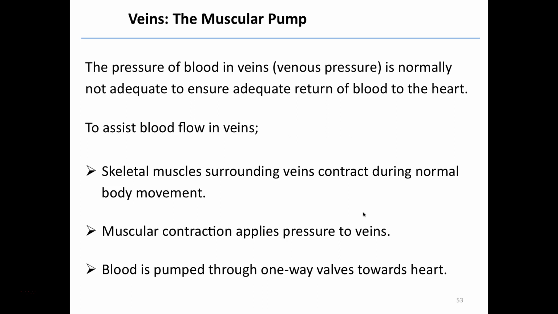So it has these valves, but the valves alone are not enough to keep pushing the blood forward. What it does need is structures around it, and that's where the skeletal muscles surrounding the veins come into play. When they contract during normal body movement, they put pressure onto the veins and help to push the blood in that vessel away through the valve and keep moving it forward towards the heart. So it's pushed by these muscular contractions applied by the skeletal muscles.